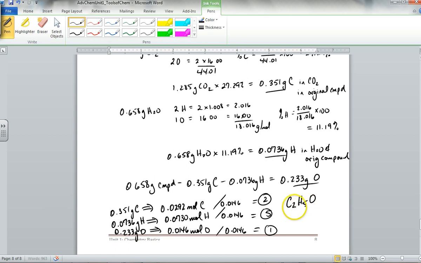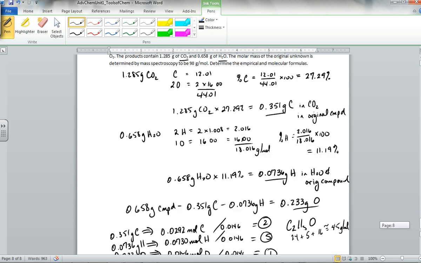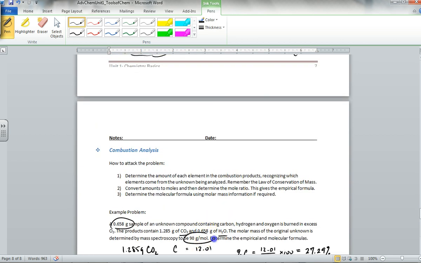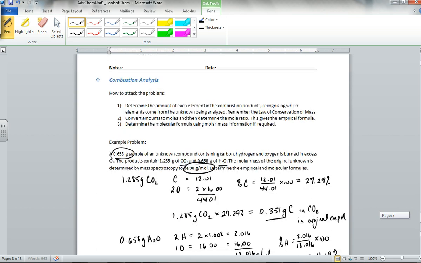Well, the mass of this formula: 2 carbons, 12 each, that's 24. These are just approximate. Hydrogen, 1 apiece, is about another 5, and oxygen has a mass of 16. If you add those all up, you end up with an approximate mass of 45 grams per mole. And if we look back up at the top of the page, we'll see that this particular substance has a molar mass, an actual molecular mass, of 90 grams per mole.